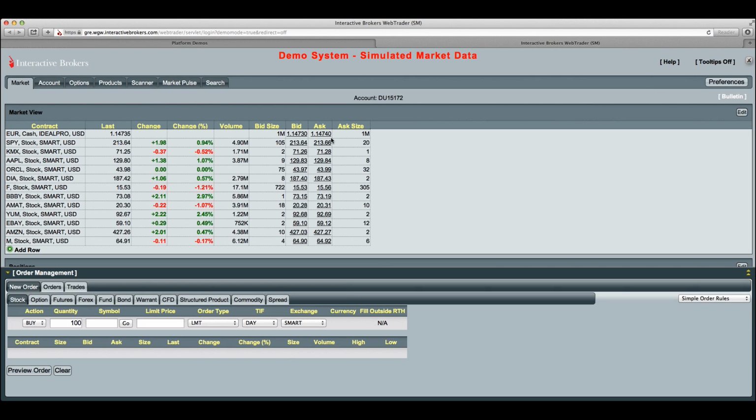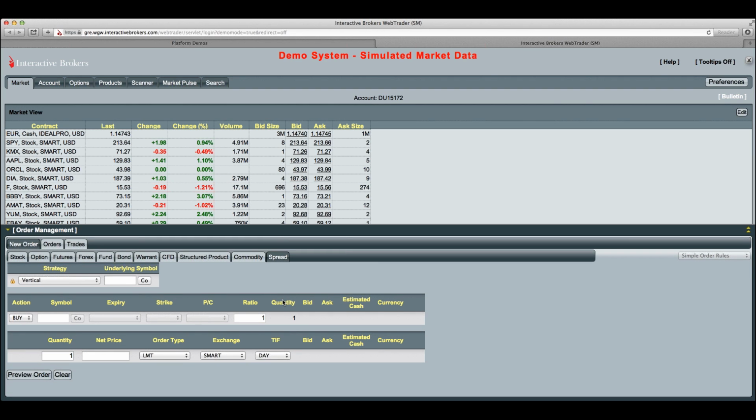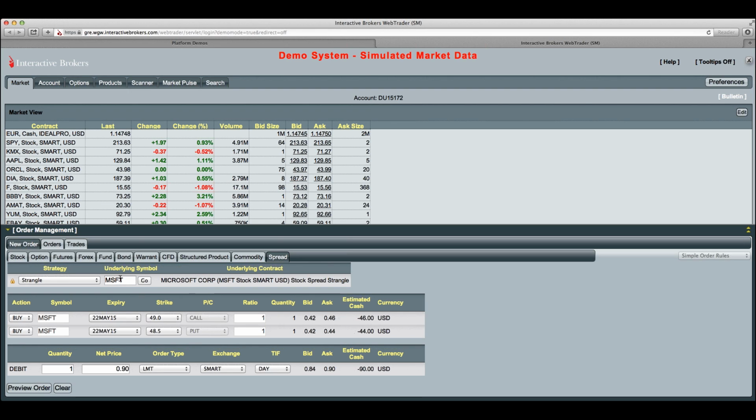So we're in the Interactive Brokers platform. It's a demo account, so it's a great place to practice trading. We're in the order management window, and on the right hand side you're going to see spread. So we're going to click on spread, and you can see an option strategy window opens up with a drop down menu. We're going to pick Strangle, and we're going to type in Microsoft as the underlying. So we're going to do a practice trade on Microsoft.